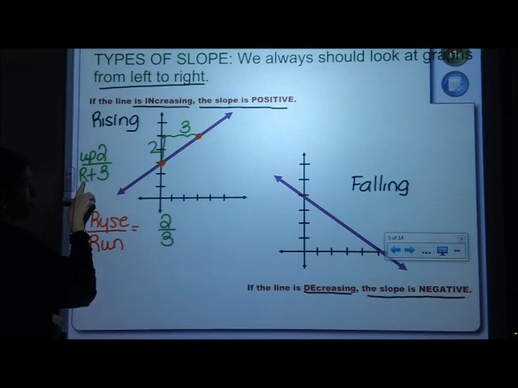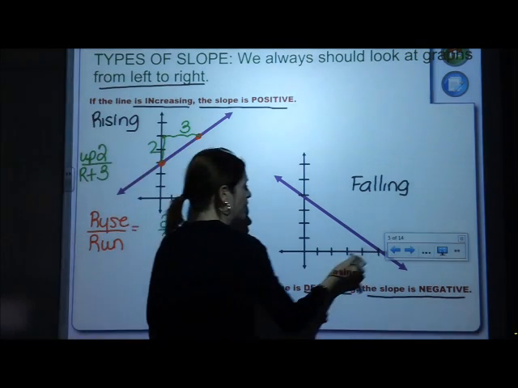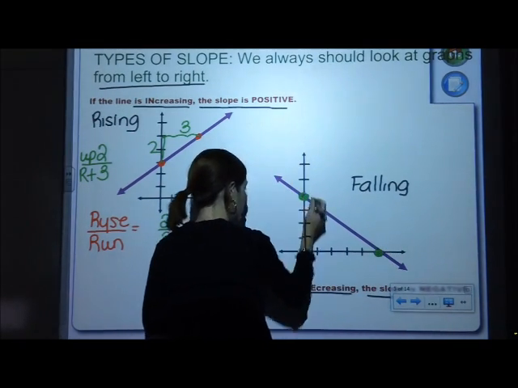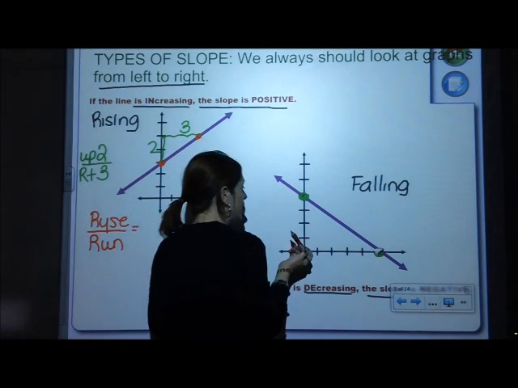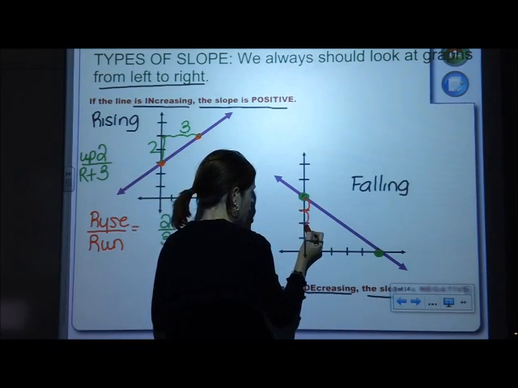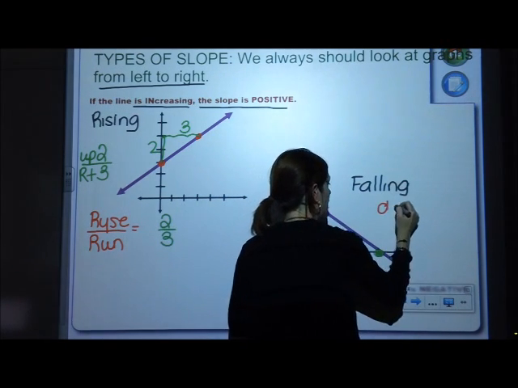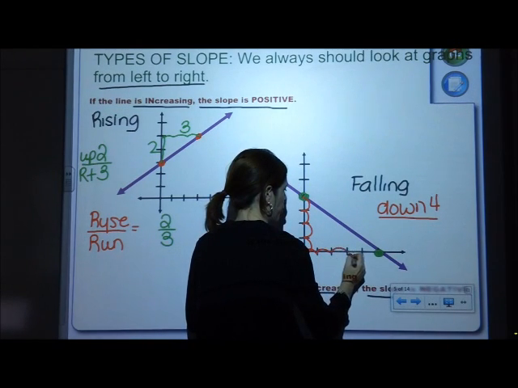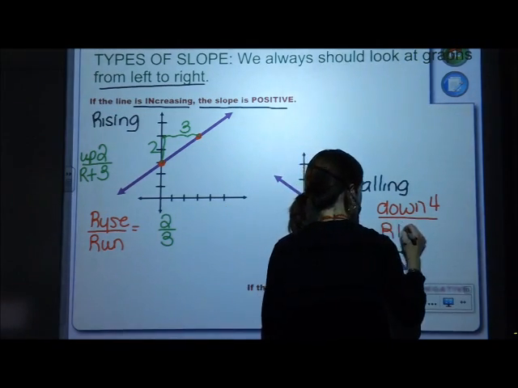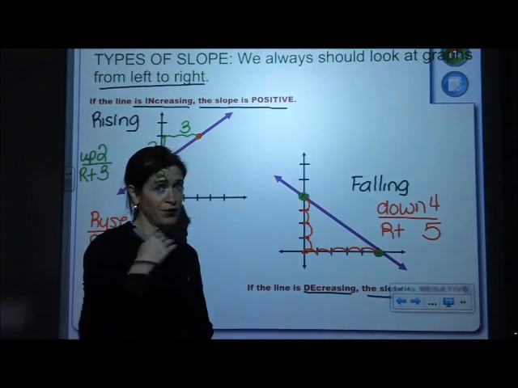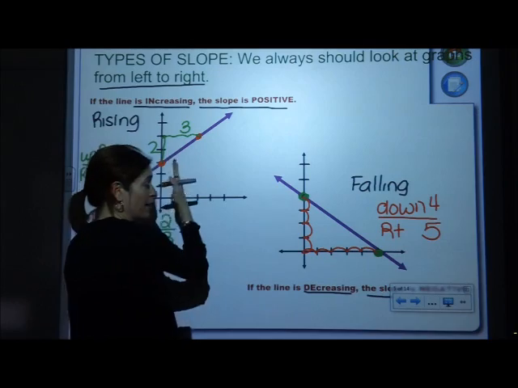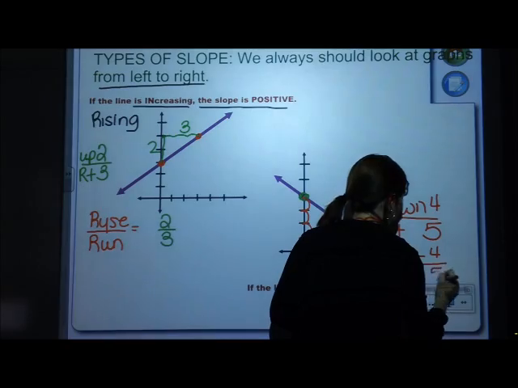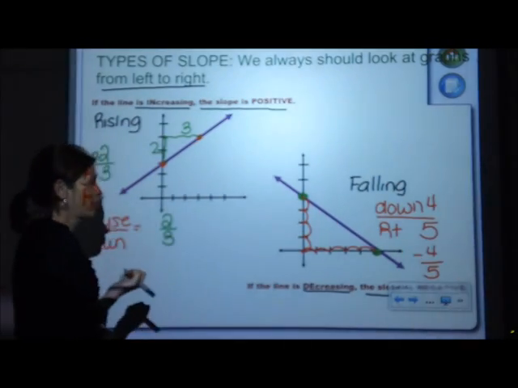So when we go up and to the right, it's positive. Now looking at this one, let me get this out of the way. I'm going to go ahead and put a dot right there and right there. And I'm going to look between the two points at what's happening. Here I'm going down 1, 2, 3, 4. So down 4 and to the right 1, 2, 3, 4, 5. Okay, so there's that right 5. We always want to go left to right on the bottom, but the down indicates it's a negative slope, so I'm going down. So my slope is -4/5.